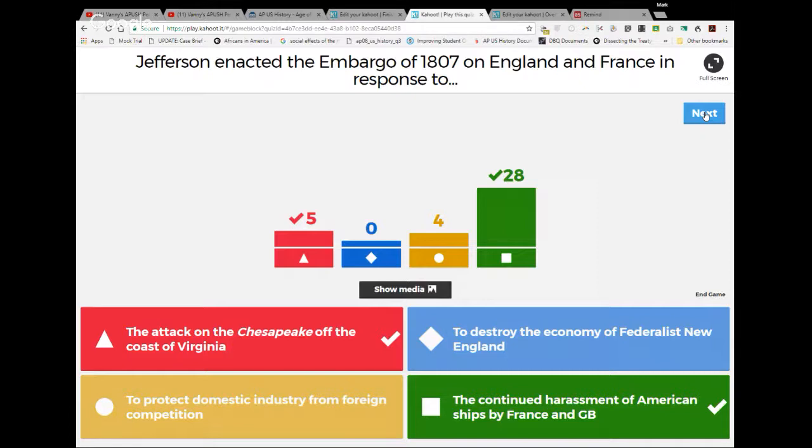They continued harassment of American ships by France and Great Britain. So the other one, the red one, is actually correct as well, that the Chesapeake-Leopard affair had also happened. So we know that Jefferson believed that, you know what, if they can't leave us alone as a supposed neutral country and they want to interfere with our ability to trade, if they're going to try to take American ships, if they're going to impress American sailors, we're going to just not trade with anybody. And so that is the stated reason for the embargo.